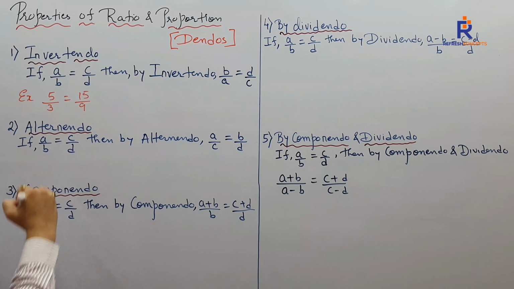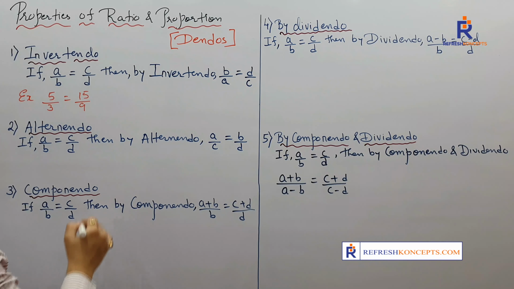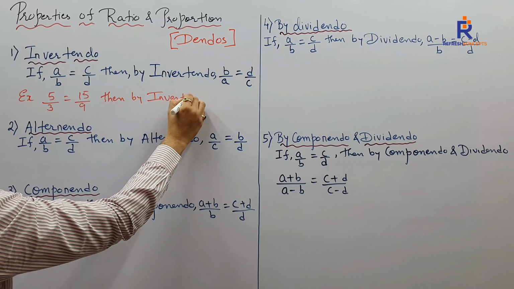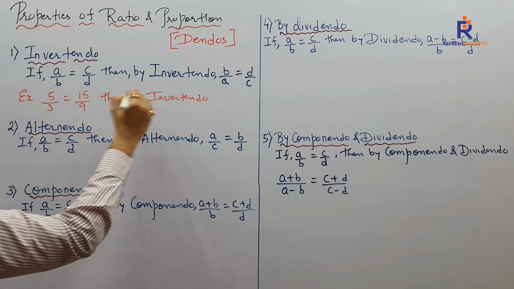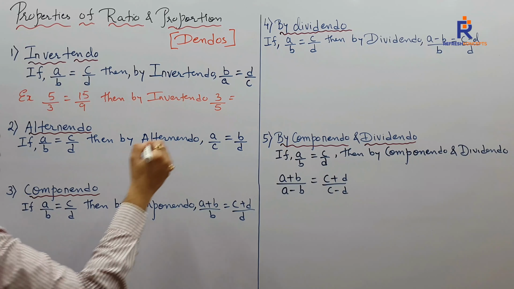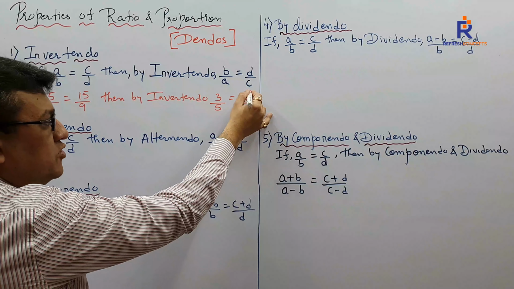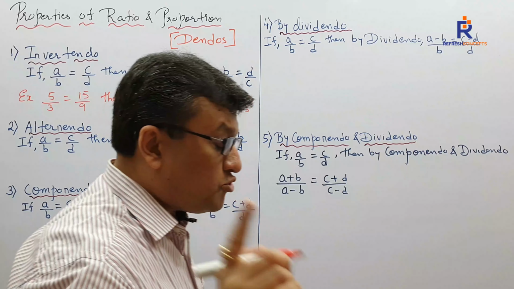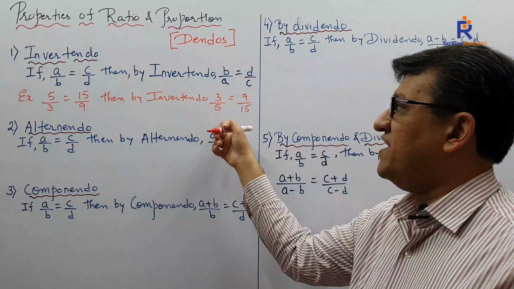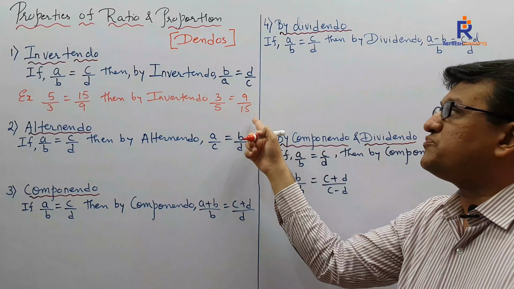Then what happens when I apply invertendo to this? By invertendo, B by A, so it's going to be 3 by 5 is equal to, the same thing happens on the RHS also, 9 by 15. Children, on further reduction, you will again get 3 by 5. So those who are thinking that sir, our value has changed, initially we had 5 by 3 and now we are having 3 by 5. Here also we had 5 by 3 equal to 5 by 3, but now we are having 3 by 5 equal to 3 by 5.